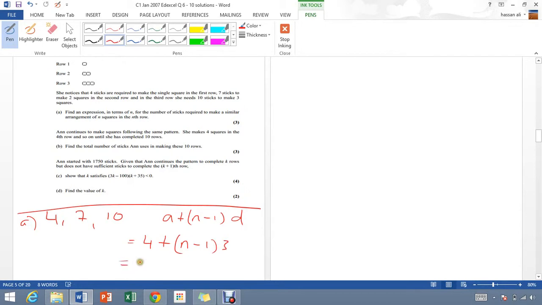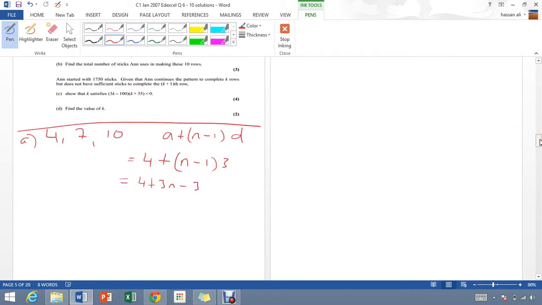Expand that bracket, so I've got 4 plus 3n minus 3, and if I simplify 4 minus 3, that will give you 1 plus 3n.